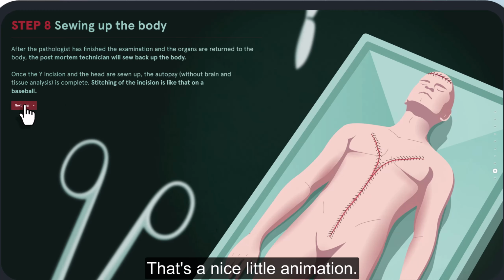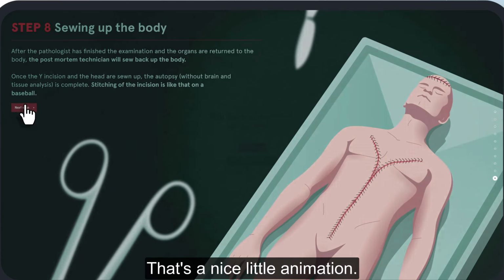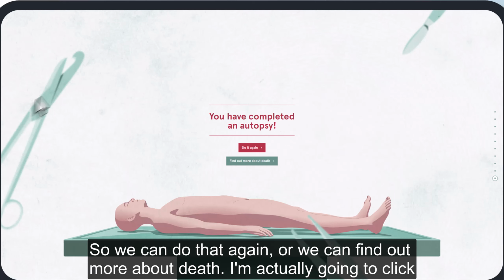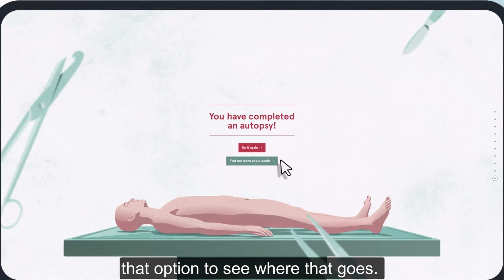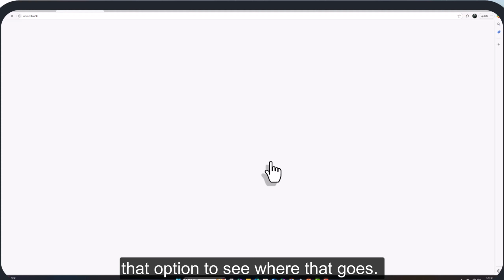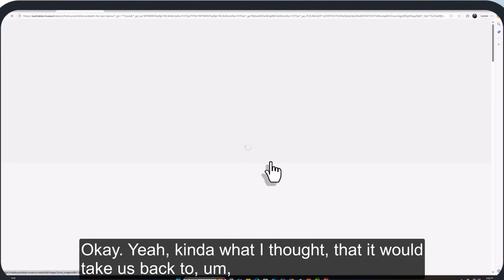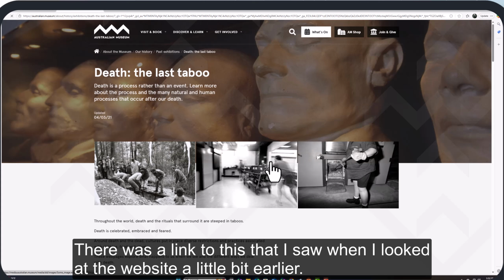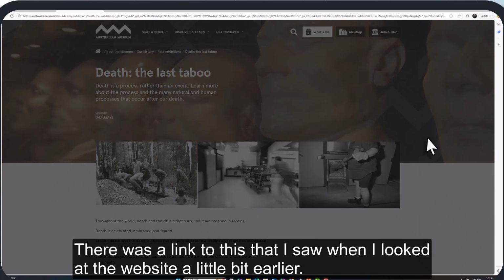That's a nice little animation. You have completed an autopsy. So we can do that again, or we can find out more about death. I'm actually going to click that option to see where that goes. Okay. Yeah, kind of what I thought, that it would take us back to, there was a link to this that I saw when I looked at the website a little bit earlier.